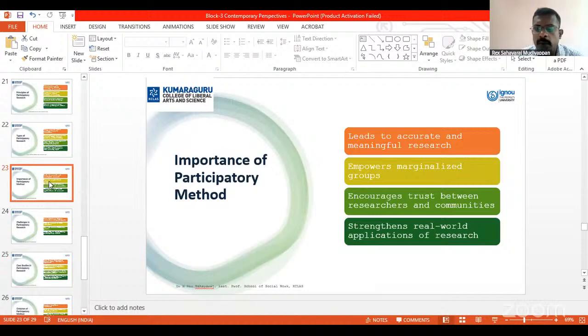So the importance of participatory method is that it leads to accurate and meaningful research and empowers marginalized groups, right? The purpose of the participatory method is to engage vulnerable groups, and it encourages trust between researchers and communities and strengthens the real world application of research. That's very, very important.